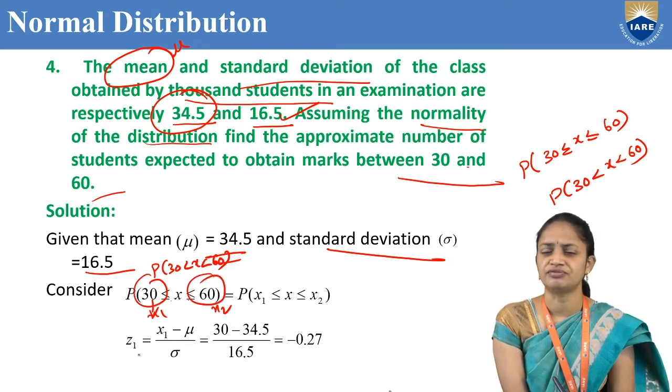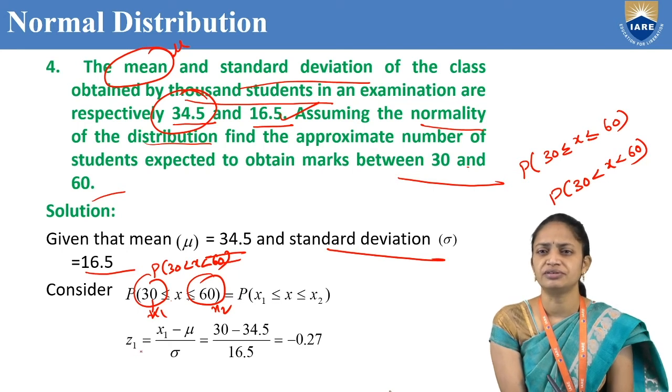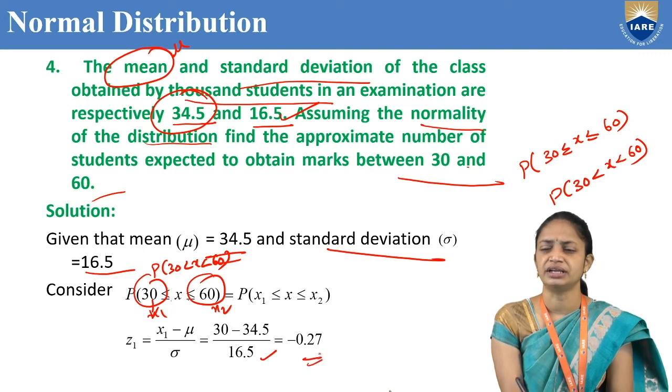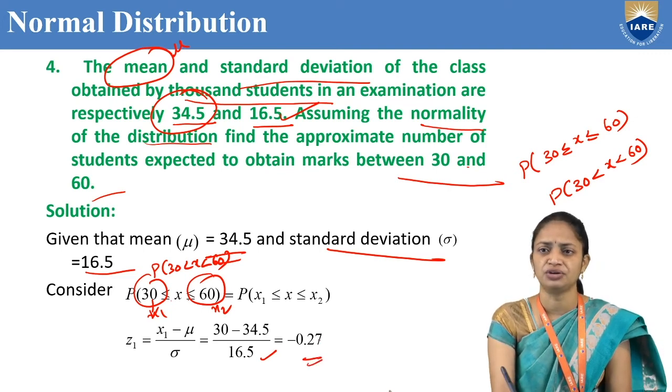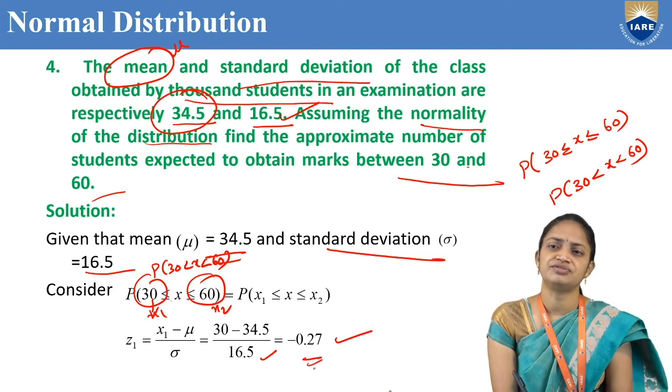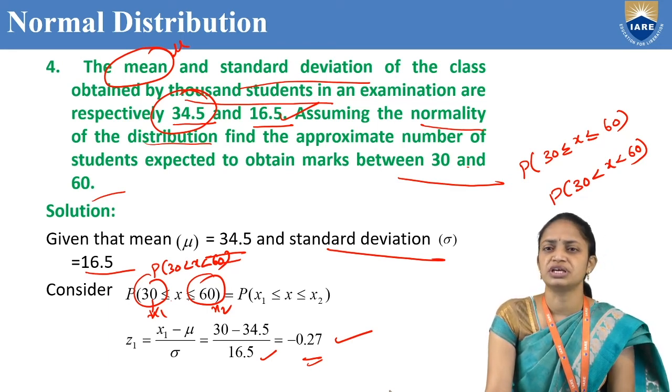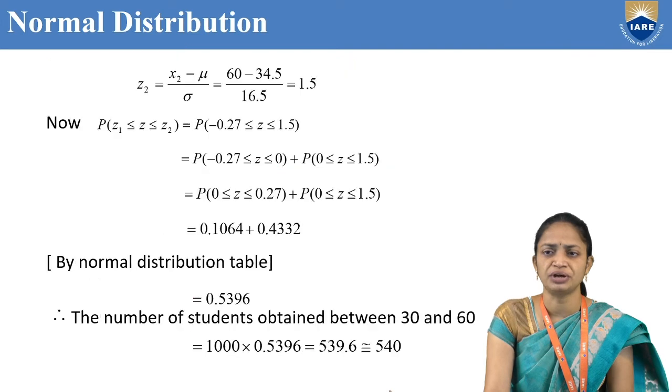Coming to our formula, Z1 equals X1 minus mu divided by sigma. So X1 is 30, minus mu is 34.5, divided by sigma is 16.5. After simplification we will get a negative value, which we have to take on the left side in the normal curve. So that is minus 0.27. Z1 value is minus 0.27.